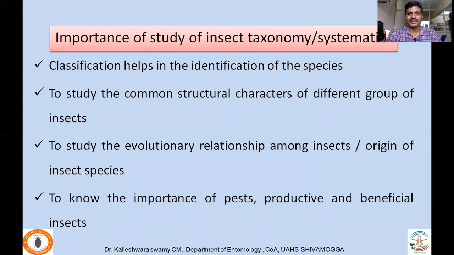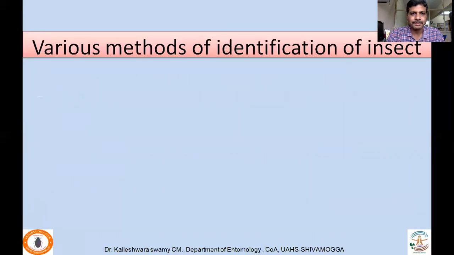So what is the importance of the study of insect systematics or taxonomy? Classification helps in identification of the species, to study the common structural characters of different groups of insects, to study the evolutionary relationship among insects or the origin of insect species, and to know the importance of pests, productive insects or beneficial insects. So that is the importance of systematics.